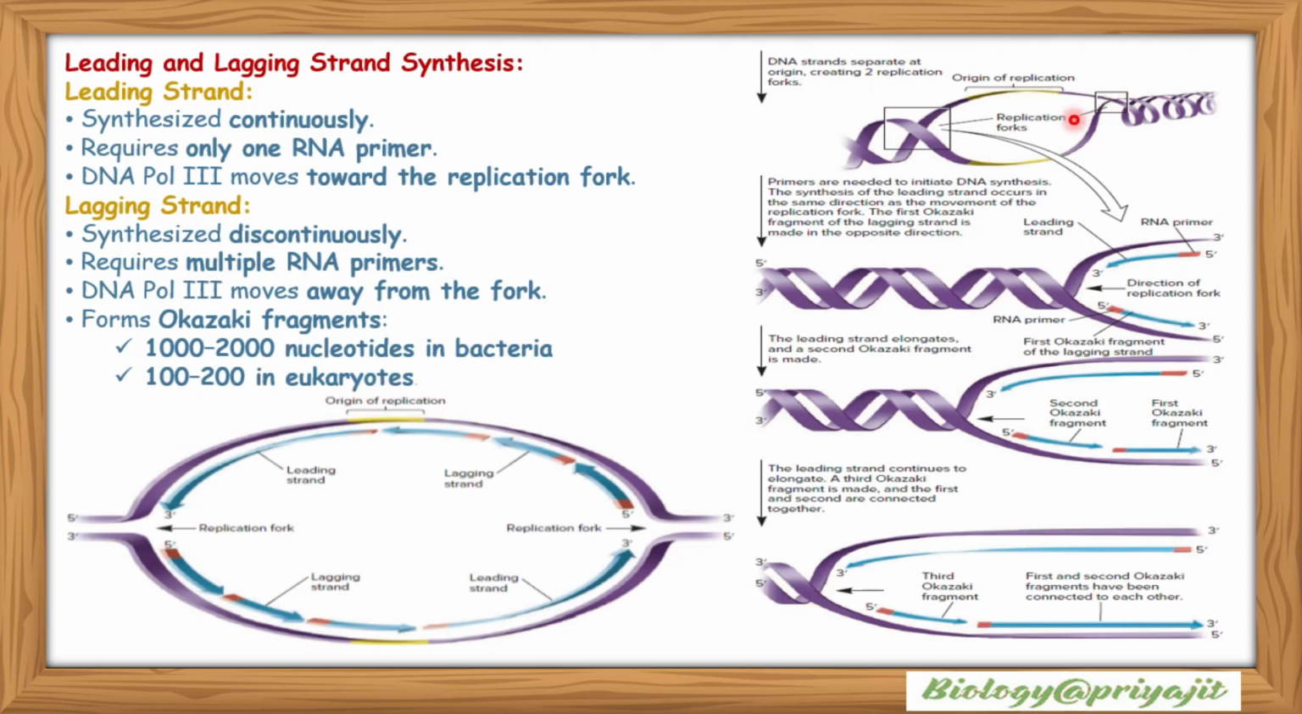DNA strands separate at the origin, creating two replication forks. Primers are needed to initiate DNA synthesis. The synthesis of the leading strand occurs in the same direction as the movement of the replication fork. The first Okazaki fragment of the lagging strand is made in the opposite direction. The leading strand then elongates and a second Okazaki fragment is made. The leading strand continues to elongate, a third Okazaki fragment is made, and the first and second are connected together.